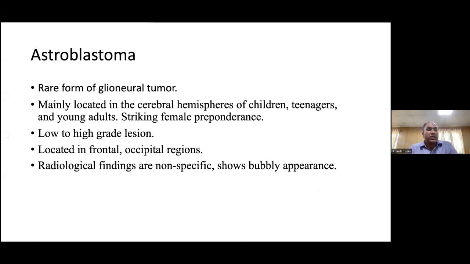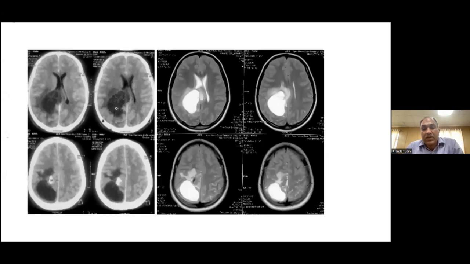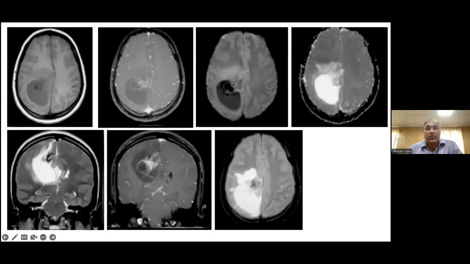Coming to astroblastoma, this is another class of glioneuronal tumors, which are usually seen in children, teenagers, and young adults, and they have a striking female preponderance. They are low to high grade and located in the frontal and occipital regions. Radiological features are non-specific. Here you can see a lesion with a cystic appearance with some calcification, some heterogeneous enhancement, which is very dirty looking, and some susceptibility within the lesion because of the presence of calcification.